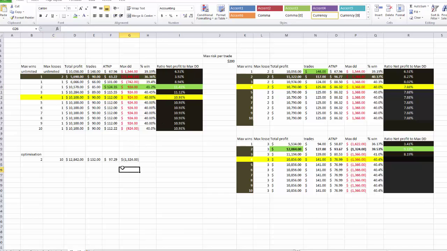That's not what the optimization comes up as the optimal settings for this strategy. It's saying that the optimal settings are 2 wins, 10 losses with a profit of 12,842. The reason why it's coming up with that figure is because I've set the optimization to provide an optimization value and give us the settings for the best overall net profit. So whatever you have set your optimization for, that's what it's going to deliver in the optimization outcome.